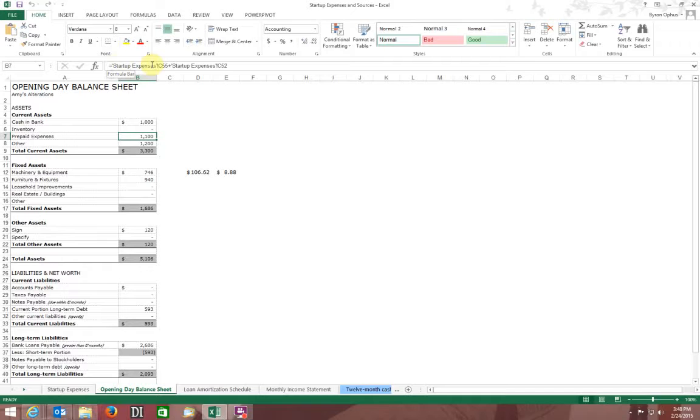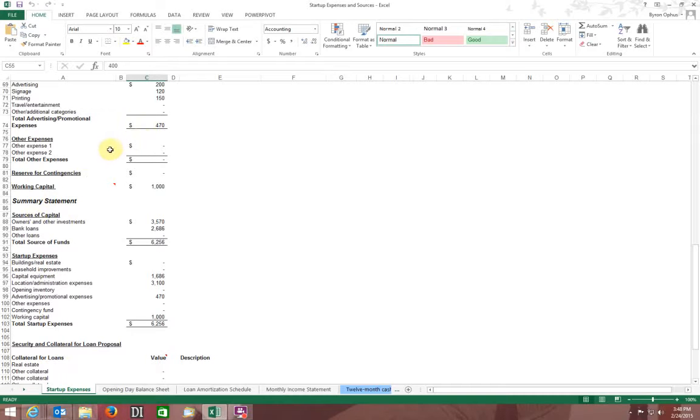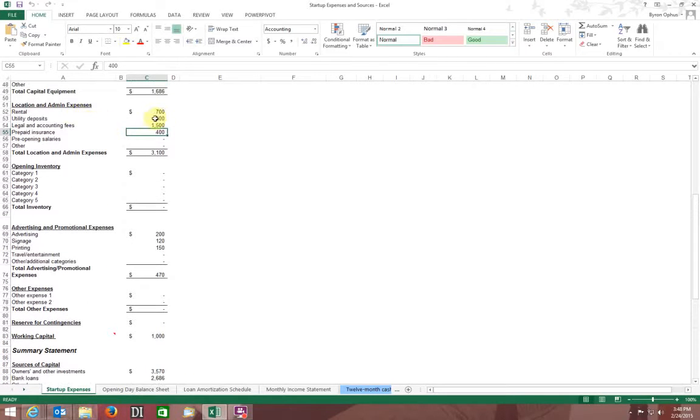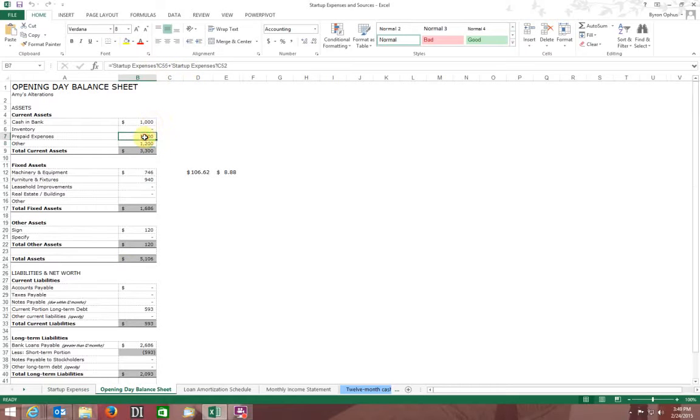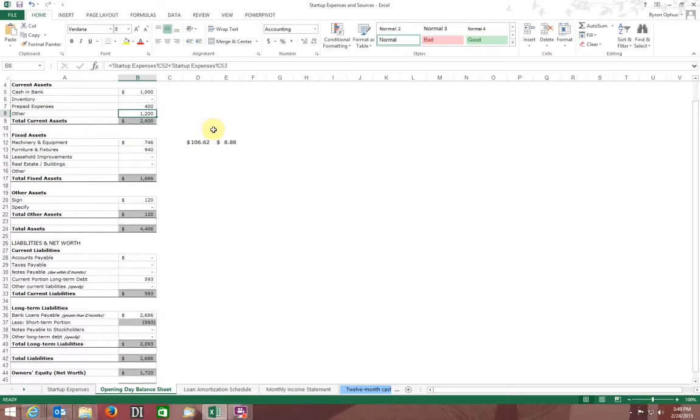Your prepaid expenses here are startup expenses C55 plus startup expenses C52. But when I click on other, you've got startup expenses C52 plus startup expenses C53. So you've got C52 in there twice, which is your rental. Okay, 52 and 52, so let's take 52 out of this one. That changes ours, and then we don't have that rental as a prepaid expense.